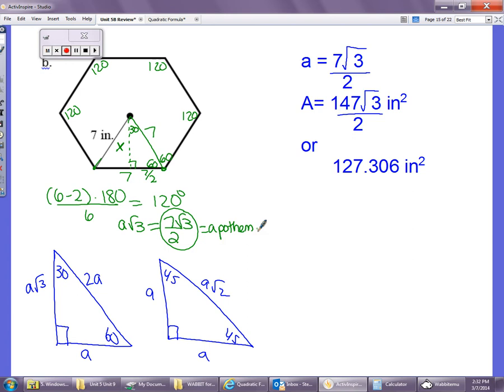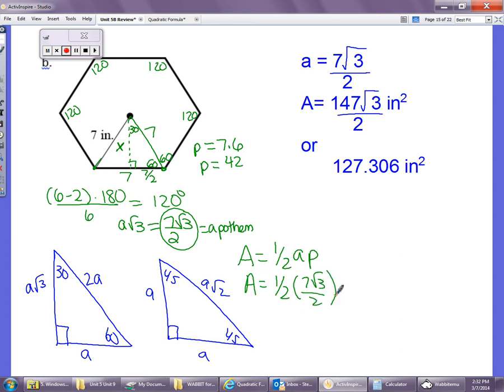Now there are 6 sides to this shape, so 7 times 6 is 42. So there's my perimeter. Now I'm just going to put everything into the area formula. Remember, this is not a triangle area, this is regular polygons. So my apothem is 7 radical 3 over 2, and my perimeter is 42.